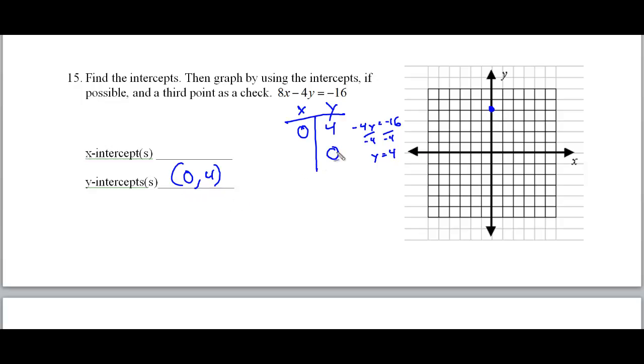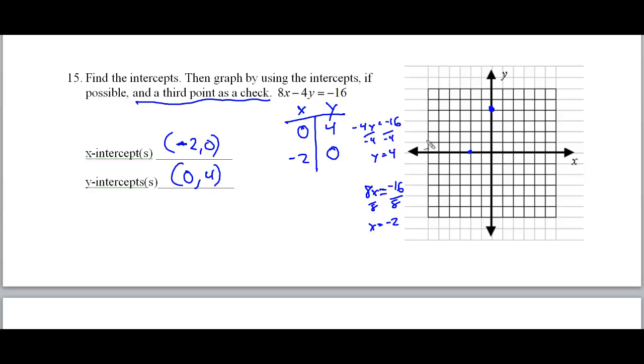Now I'm going to plug 0 in for my y. Negative 4 times 0 is just 0, so I'm left with 8x is equal to negative 16. Divide both sides by 8. X is equal to negative 2. So negative 2 comma 0. There's my x-intercept. And then, ba-bam.